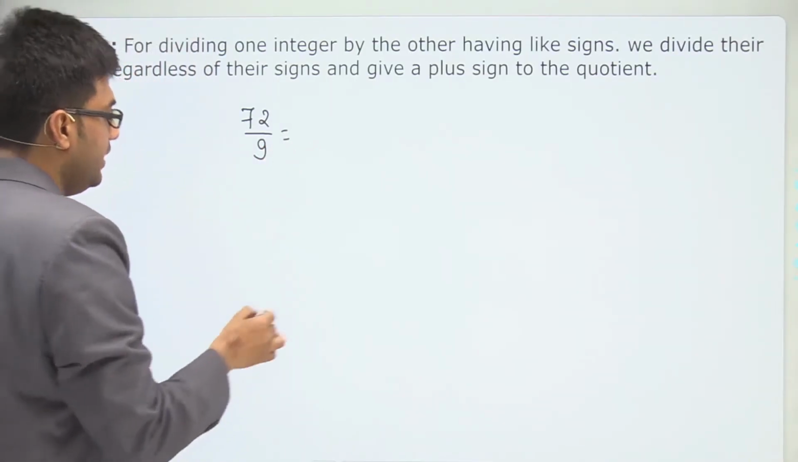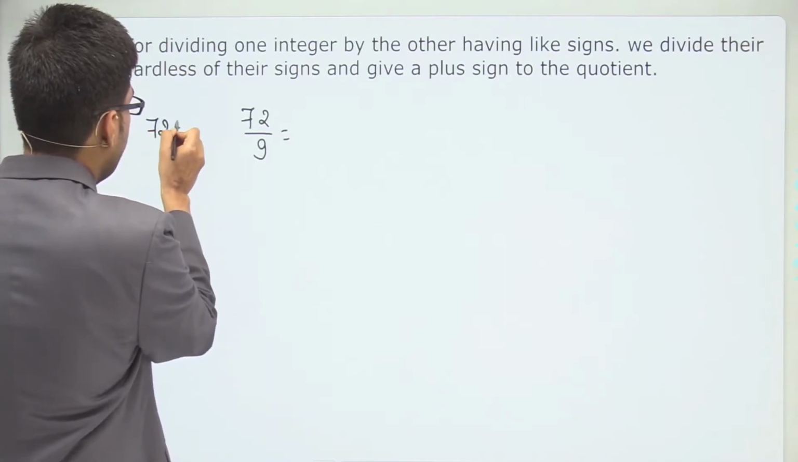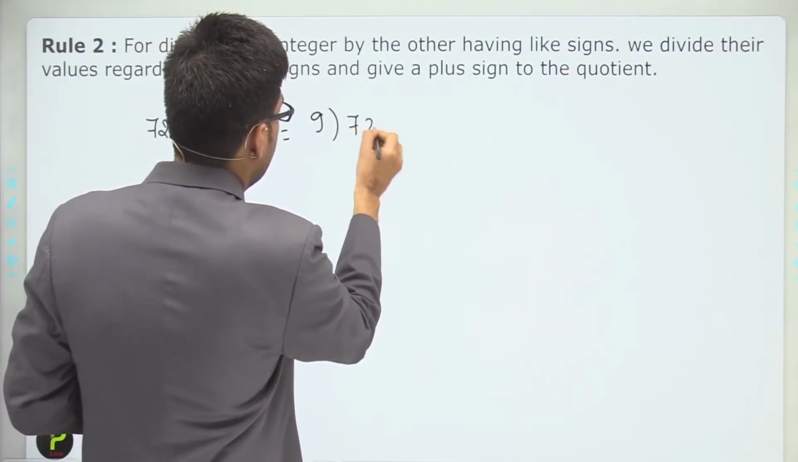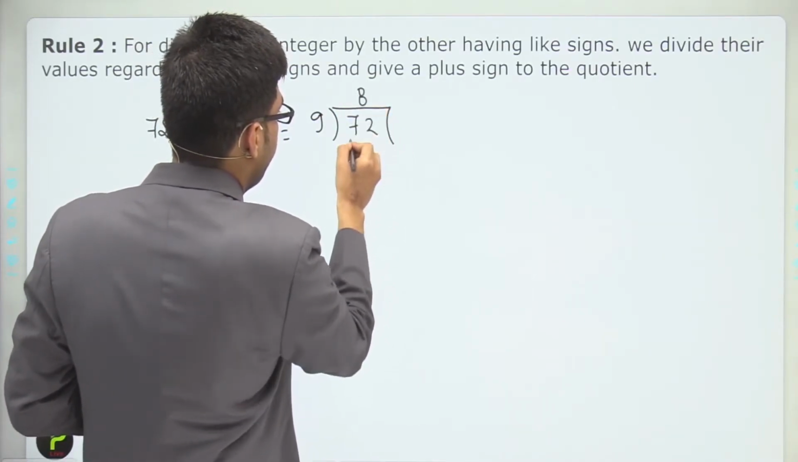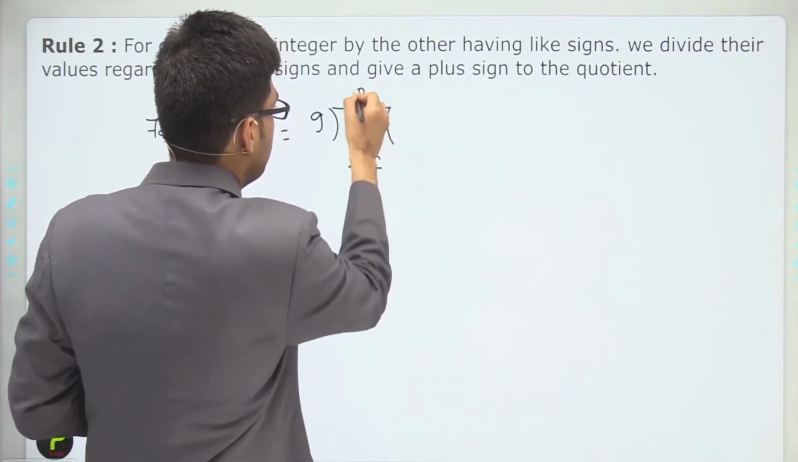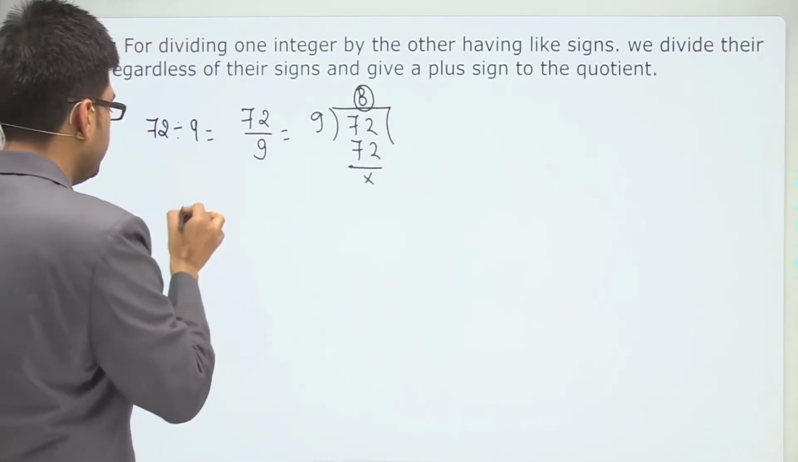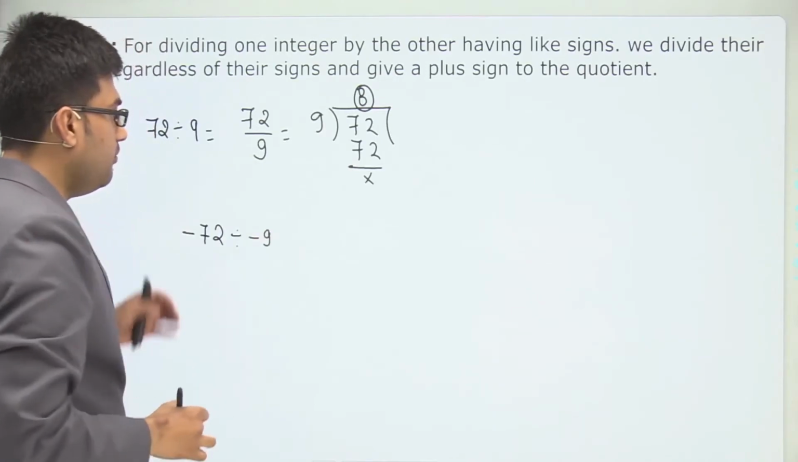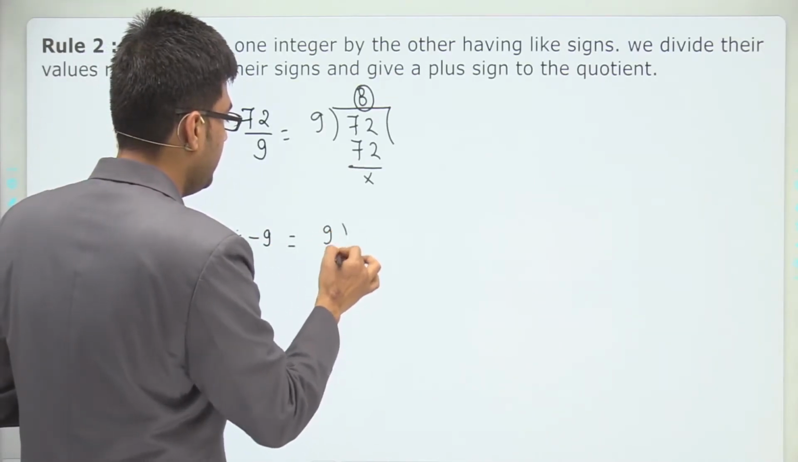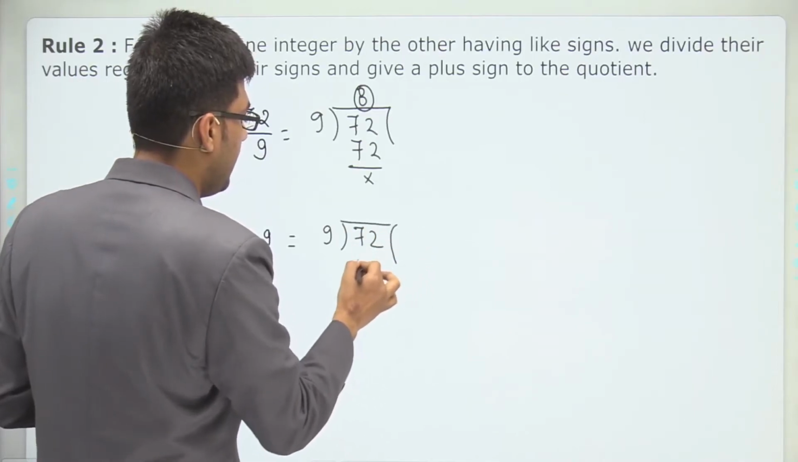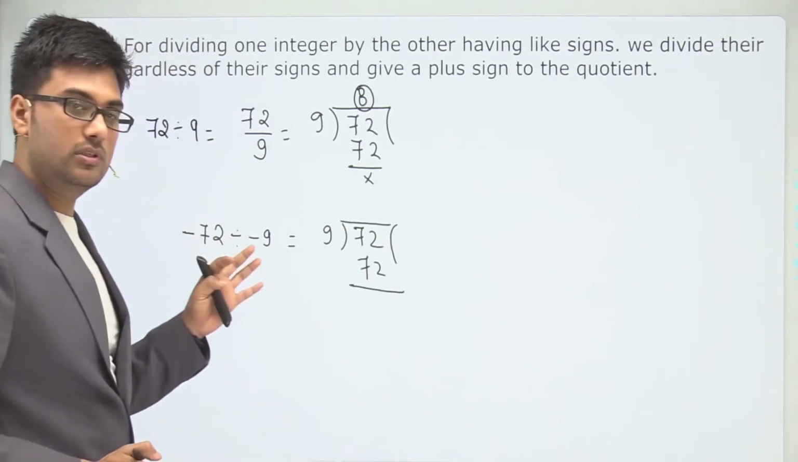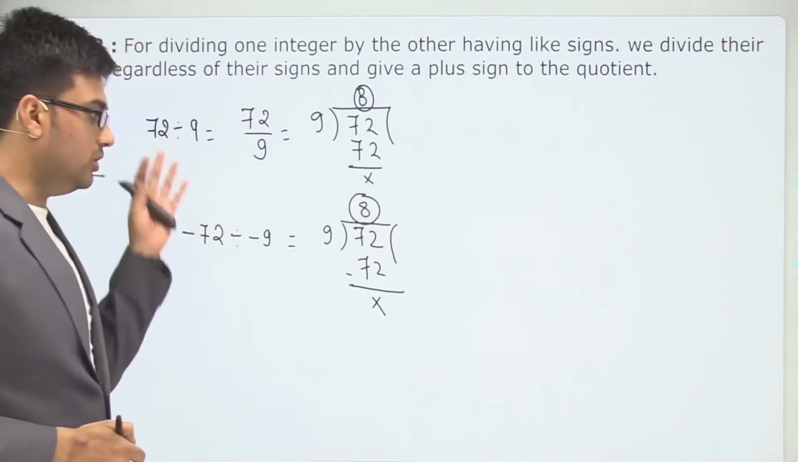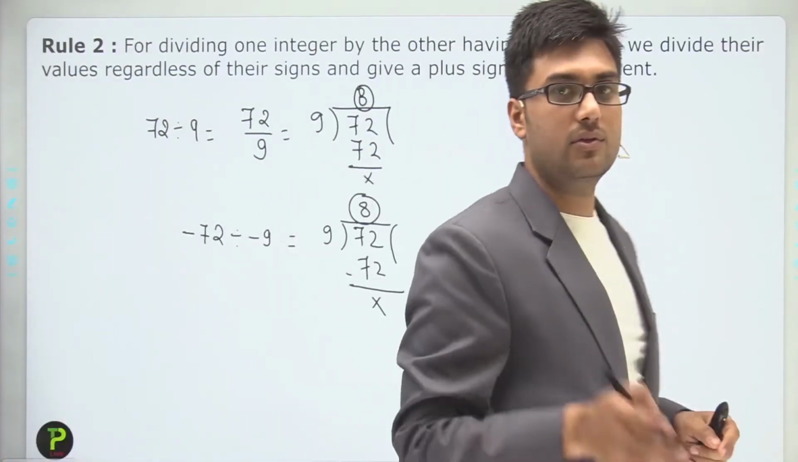When we divide 72 by 9, we can write it like this, or we can write it as 72 divided by 9. Then students, the quotient should be 8. So this is the quotient here. Or if we have -72 divided by -9, then we just divide 72 by 9 regardless of their signs and put the quotient positive, because both the signs are the same here. So the quotient is 8. In both cases the quotient is 8.